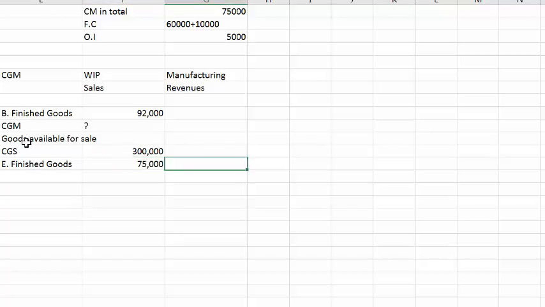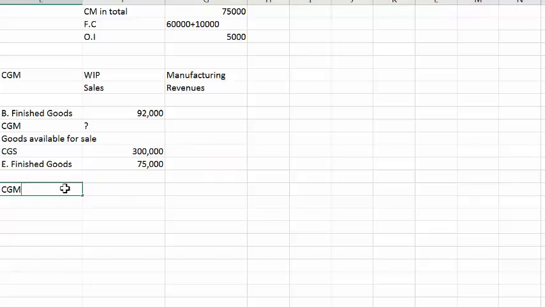So if I add a CGM to beginning balance of finished goods, the total amount should be the same as the sum of CGS and ending balance of finished goods. So in other words, if I add 300,000 to 75,000, the result should be the same as I add 92,000 to the CGM. So therefore, CGM is the following.